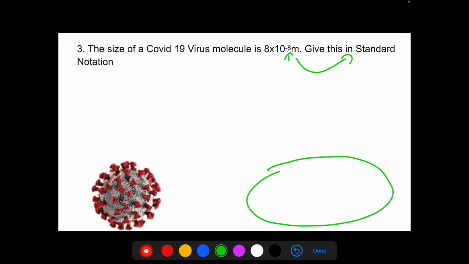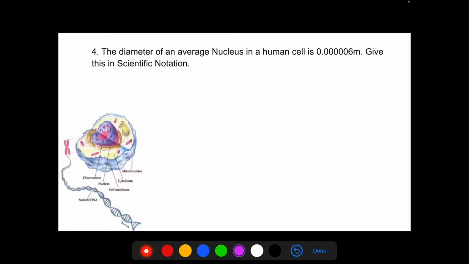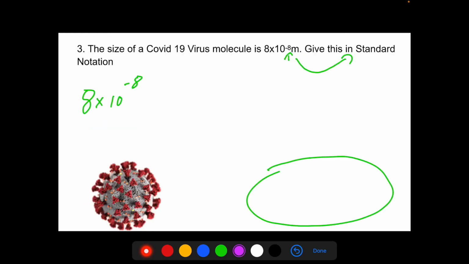Okay, so scientific into standard. So 8 times 10 to the negative 8th. All right, this is a scientific notation number, but we are going to convert it into standard notation. What I like to do is write my number right here and put my decimal place. This number right here, 8.0, is the exact same as this number. But for me, it helps me to organize myself a little better.